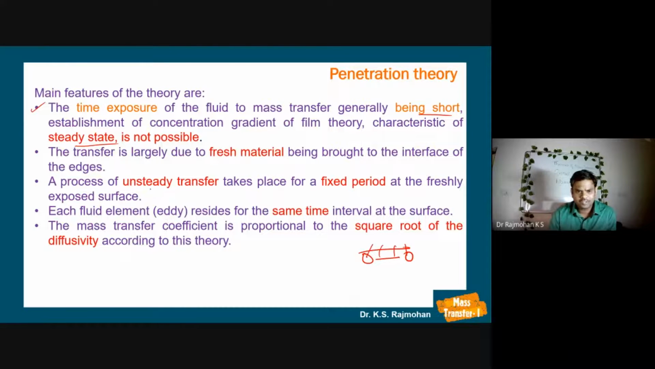Okay, so the process of unsteady state transfer takes place for a fixed period at the freshly exposed surface. Once it comes, as I said, each element will spend the same time. And again, a fresh set of molecules is introduced, which will spend the same time here also. So as a summation, the mass transfer coefficient is proportional to the square root of DAB. Okay, this is what we have according to penetration theory.